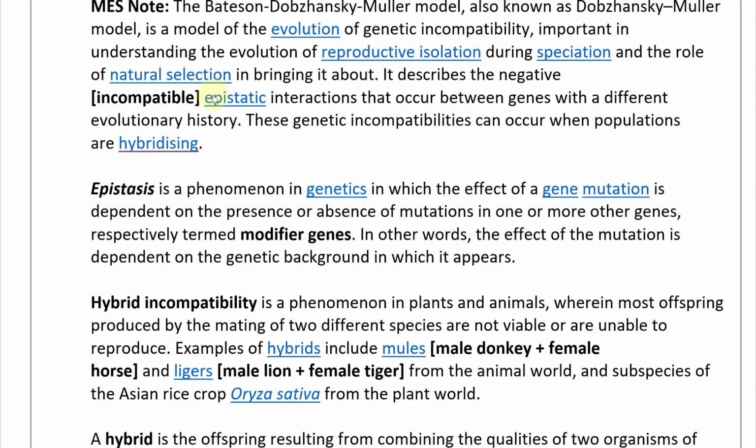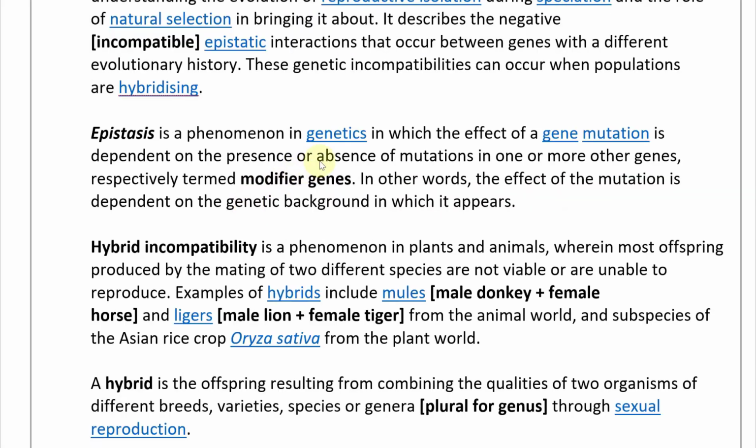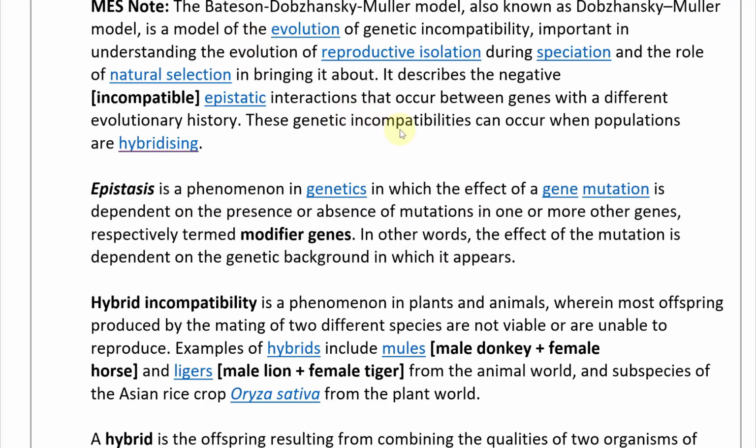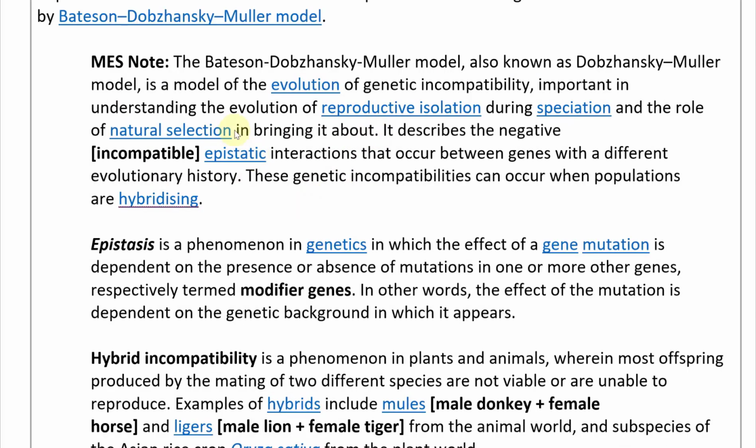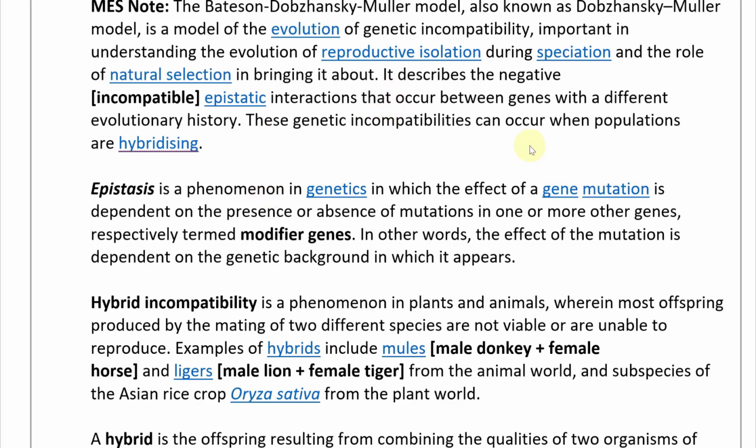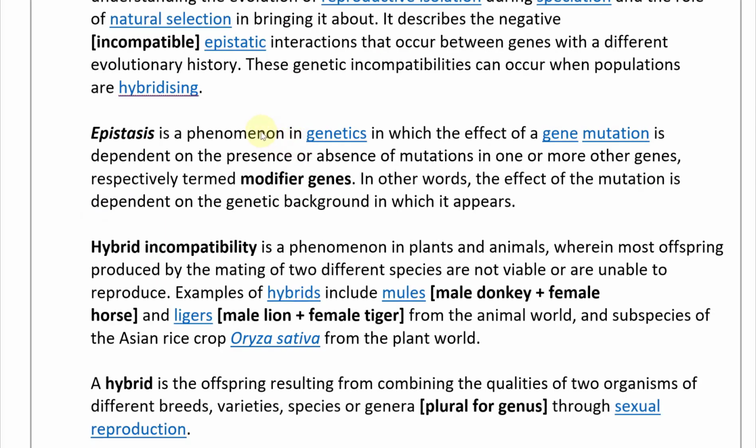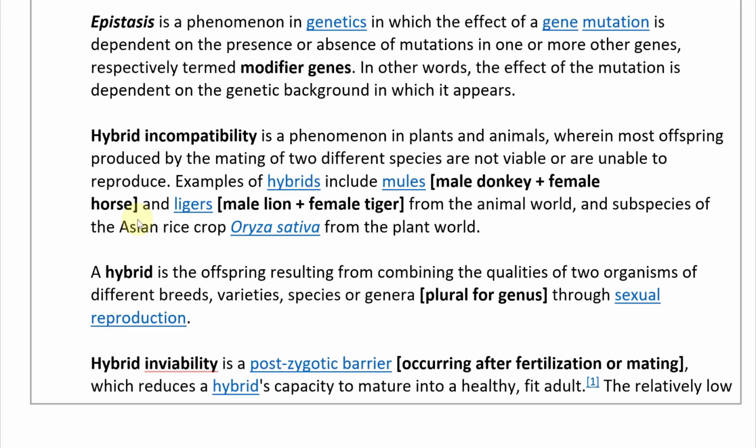And just to go over epistasis: epistasis is a phenomenon in genetics in which the effect of a gene mutation is dependent on the presence or absence of mutations in one or more other genes, respectively termed modifier genes. In other words, the effect of the mutation is dependent on the genetic background in which it appears. And when you have a negative one of these, then it can give rise to an incompatibility between the different genes. So when they're hybridizing, either the hybrid is going to be sterile, or it will die off, or there aren't many that can reproduce, and so it's not viable. We'll get to that here.